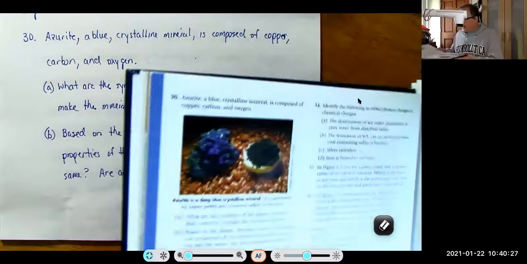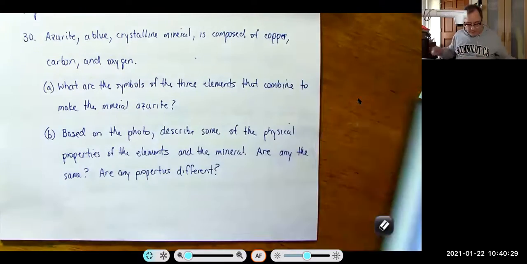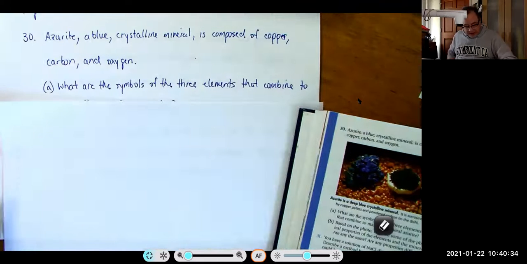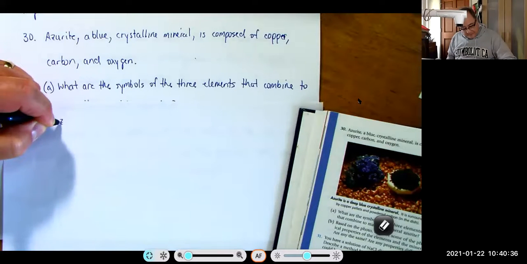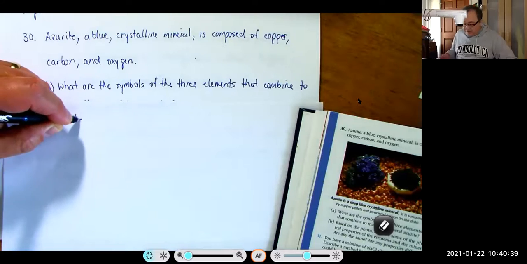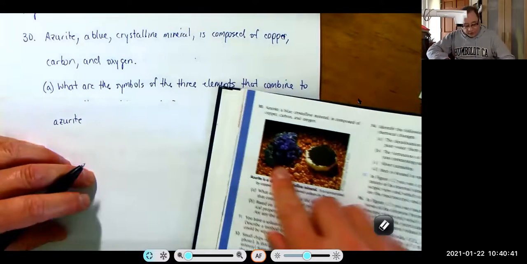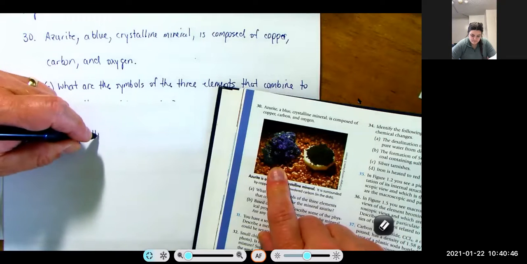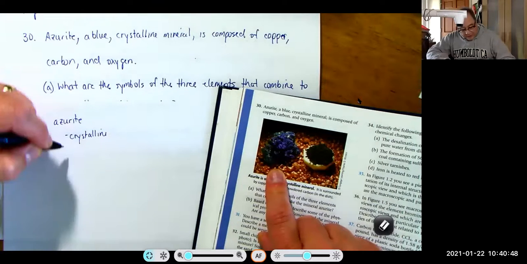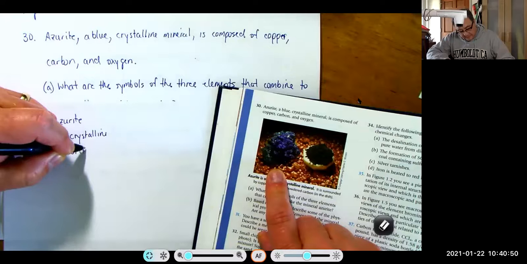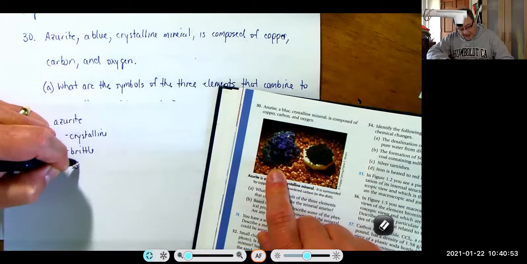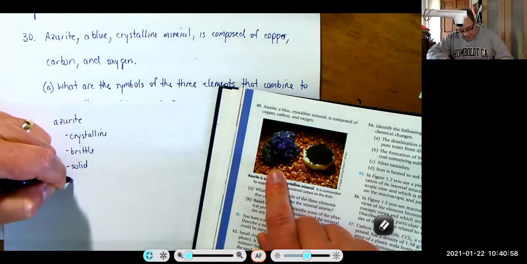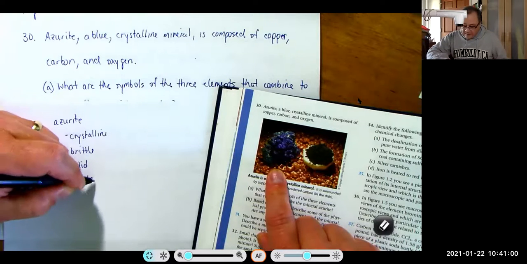So if we wanted to make a list of the properties, it would probably be something like the following. So the azurite, to me, it looks crystalline. It looks brittle. It looks like it's a solid and not a liquid or a gas. It looks like it's purple with gray.